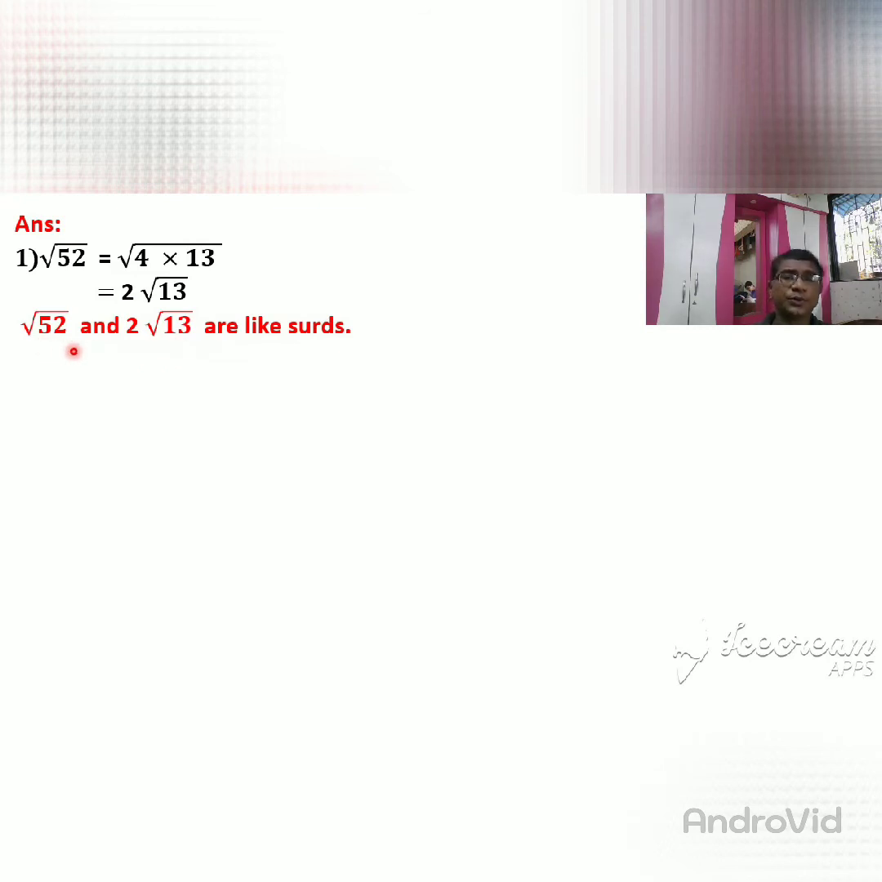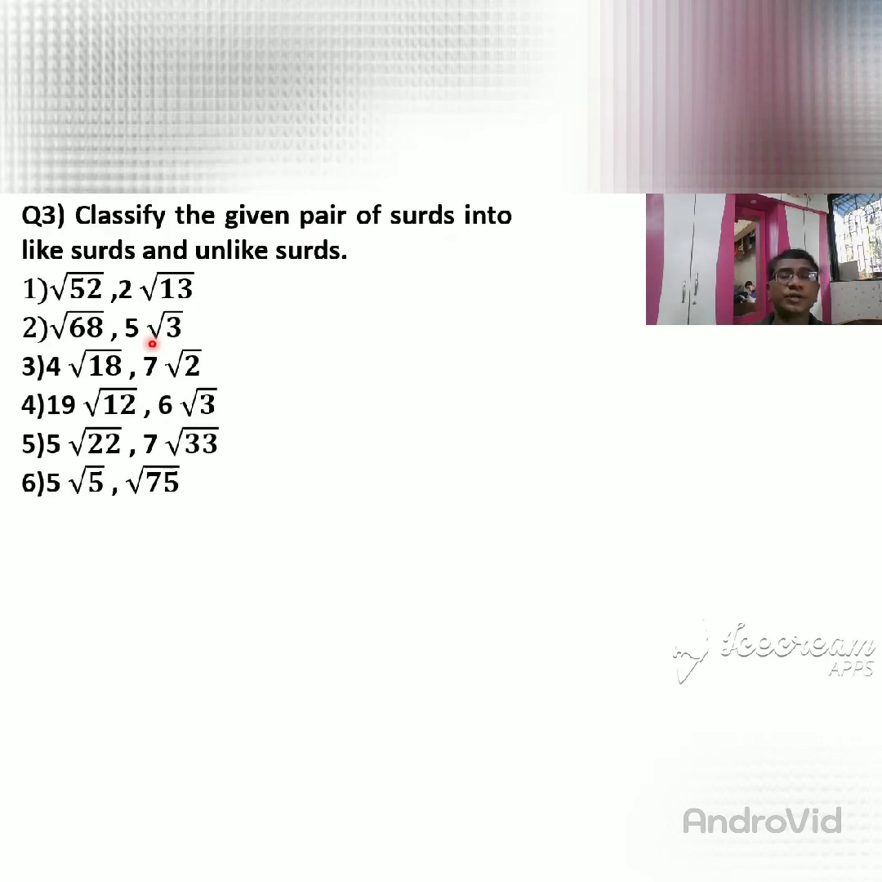So root 52 and 2 root 13 are like surds. Some may not understand, so I am going back and showing them. See, here is radicand 52, or square root 52, and here is 2 square root 13. So this 52 can be factorized, and if you get radicand 13, then they are like surds.